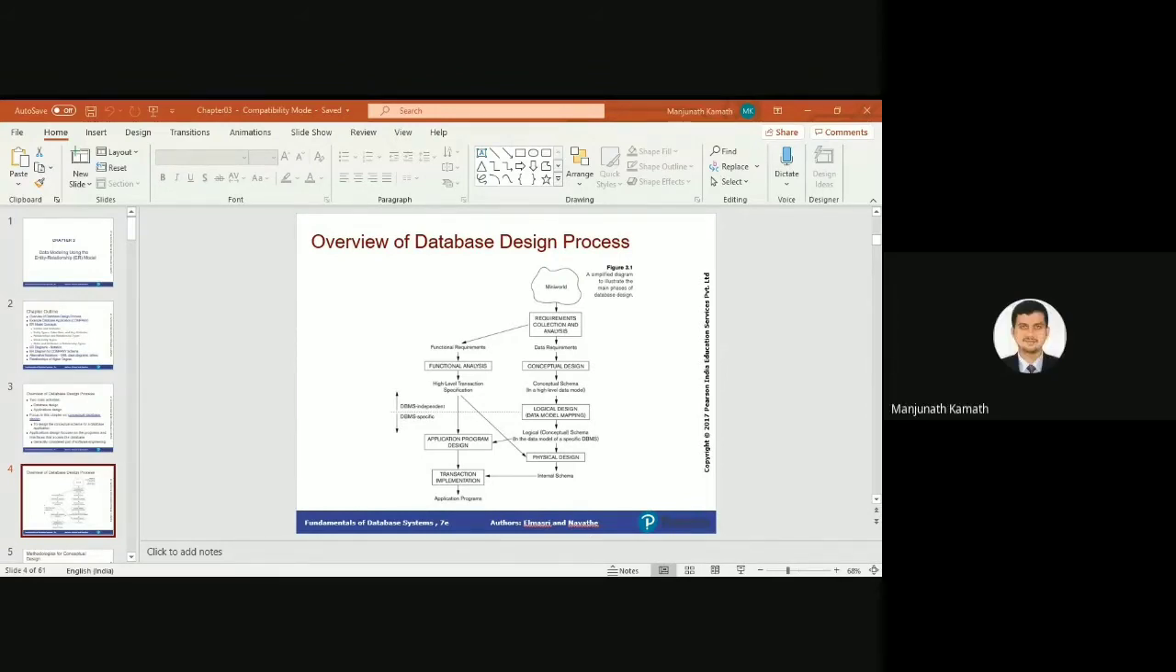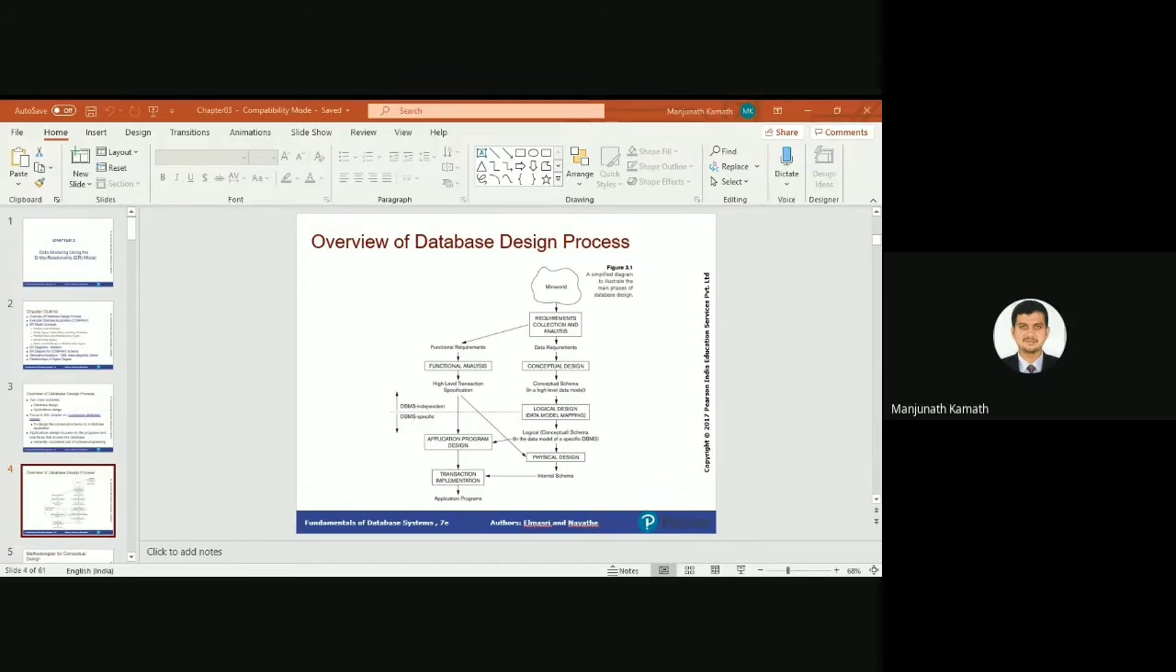The below diagram shows the different steps of the database design process. This is not an ER diagram. This is a concept for ER diagrams. The diagram shows the different steps for the database design process.